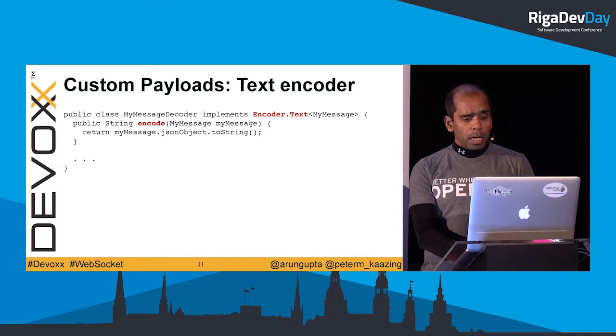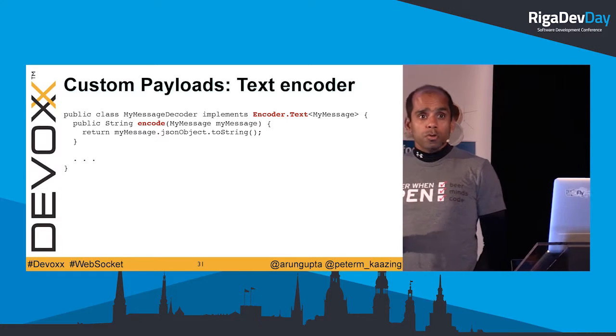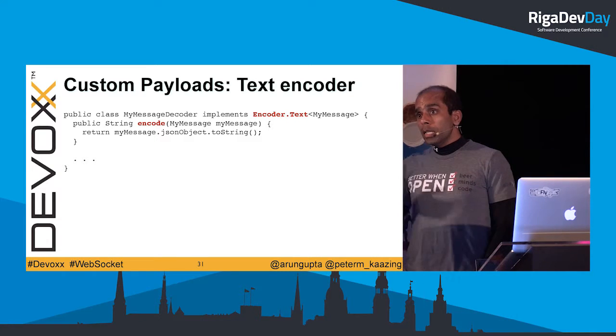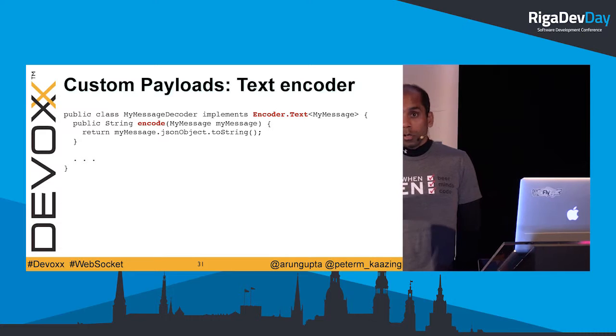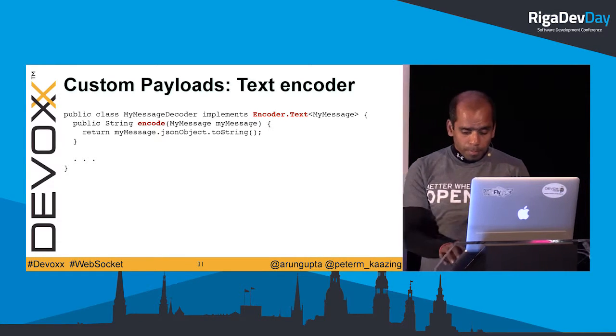And similarly, I have a text encoder, which takes my message and converts it into a string. Because effectively on the wire, what goes is string or binary data. But in the business logic, you may want to deal with domain POJOs. And so that mapping is easily done by encoders and decoders.